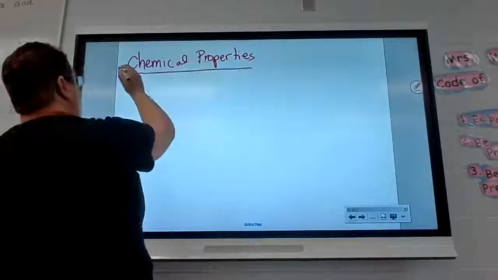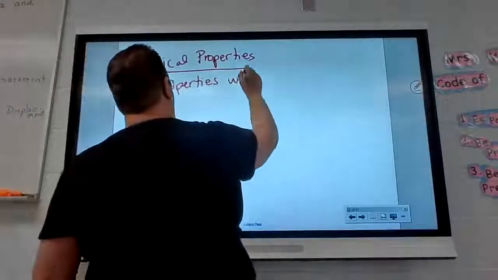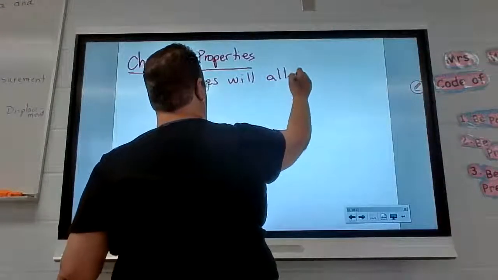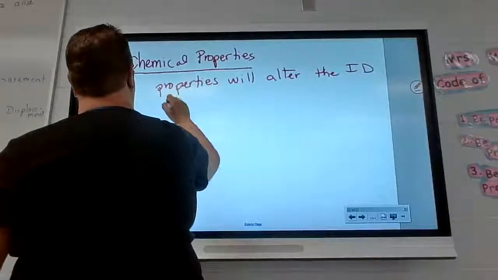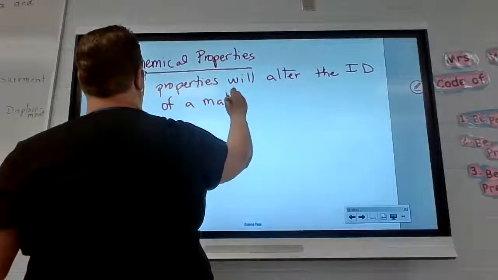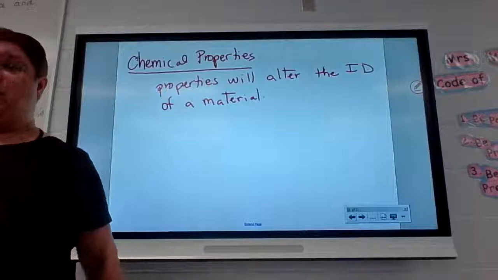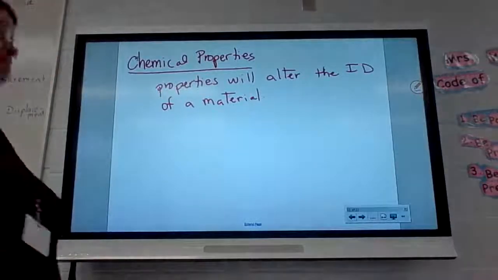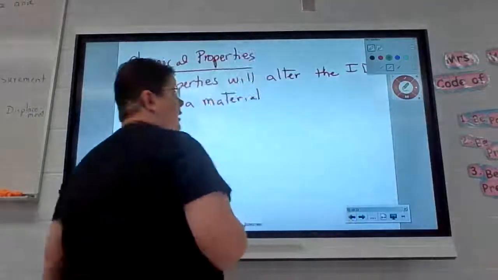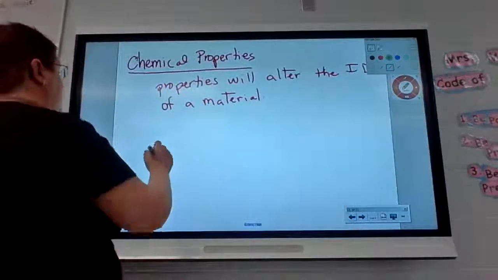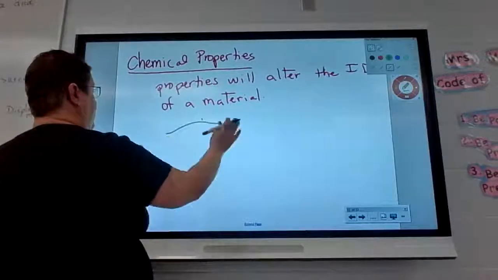All right, these properties will alter the identity of a material. Now, we cannot list nearly the same number of these, okay? But they will alter the identity. Some of these you guys are very familiar with. For example, if I was to use the word oxidation, the ability to oxidize.